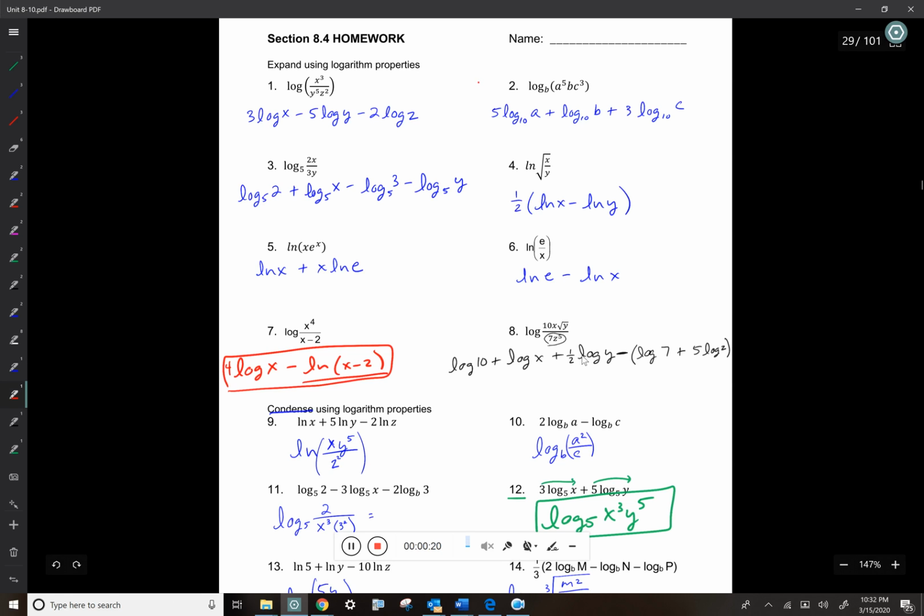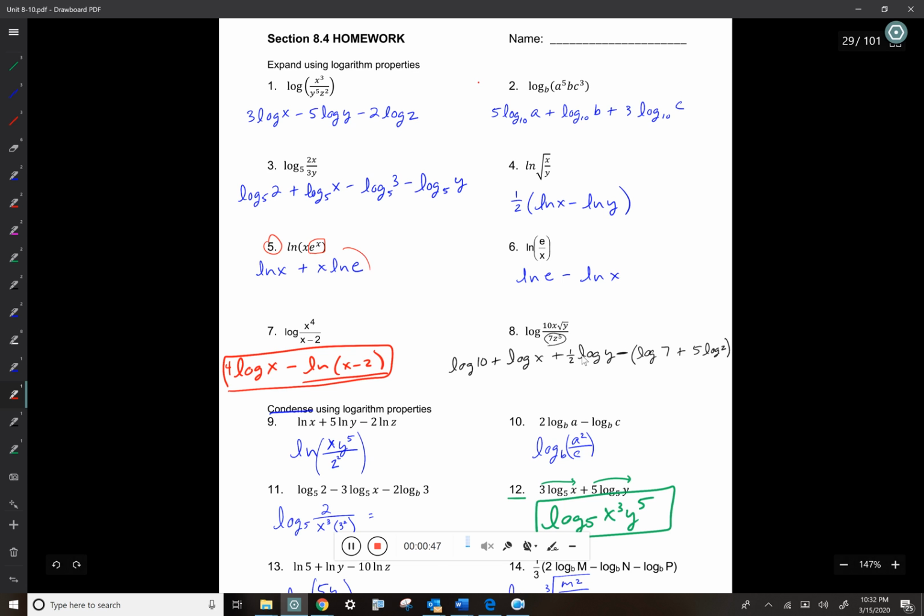If you look at number 5 with me, notice that I separated it into two separate logs because it was multiplication, and then on that second term, e to the x, I moved the x out in front, right? That's where that x comes from. But I didn't simplify it further, and I want to show you this could be simplified further. When we start reviewing, hopefully this will start to come back to you.